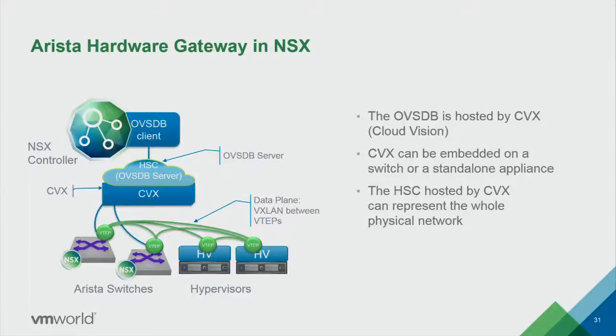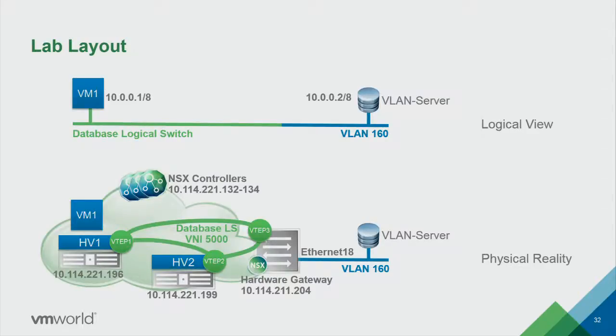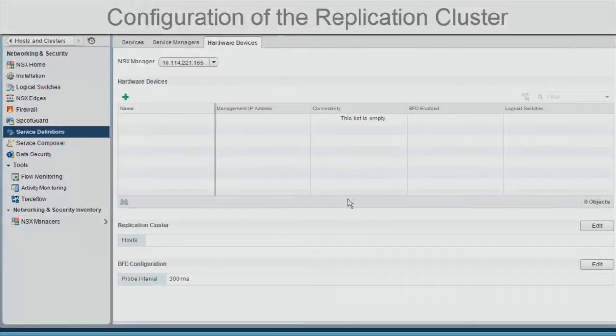Network. So what we're going to do is map our virtual machine's logical switch, the database logical switch, to this famous port 18 VLAN 160 on this hardware gateway. And you don't have to remember the IP address of all those things. Well, if you have a good memory, you can, but it's not really very useful. I'll drive you through the example.